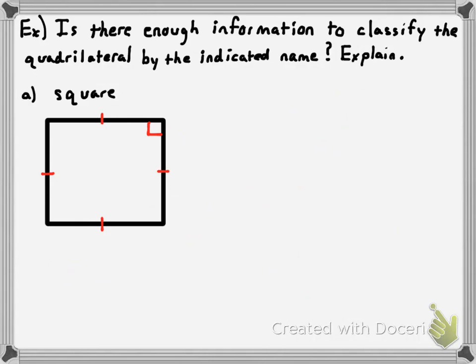Well, if you remember the rhombus corollary, actually it says any quadrilateral with four congruent sides is a rhombus, which implies that it's a parallelogram, right? Because aren't both pairs of opposite sides congruent? So even though it doesn't show that they're parallel, we do know that the opposite sides are parallel.